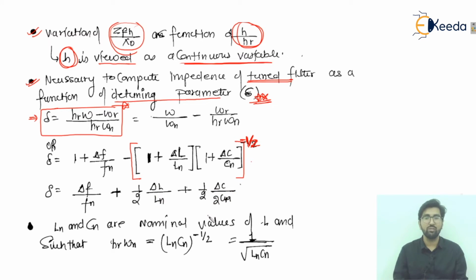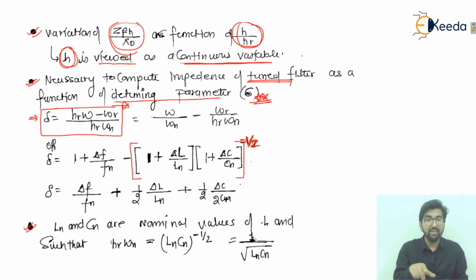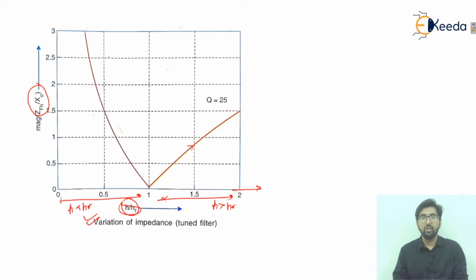Here delta L and delta c are the change in the inductor and the change in the capacitor value. The ln and cn are the nominal values of the inductor and the capacitor, such that hr omega n is 1 upon root LC. But here we will write the nominal values of the inductor, that is ln, and of the capacitor, that is Cn. Now, this curve we have discussed.